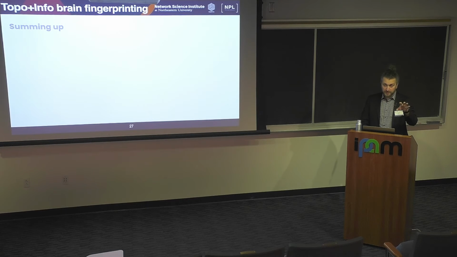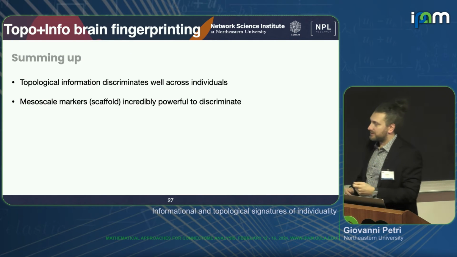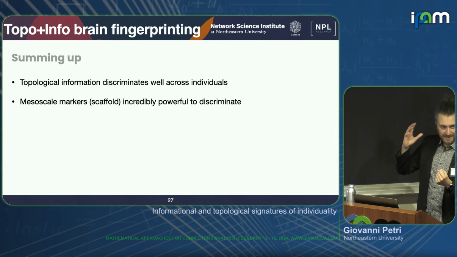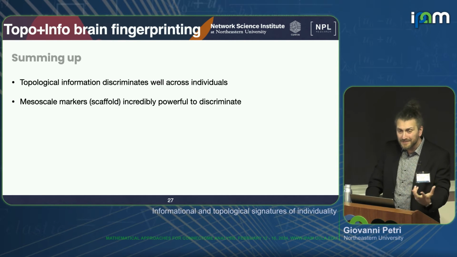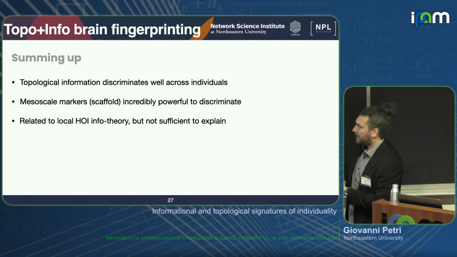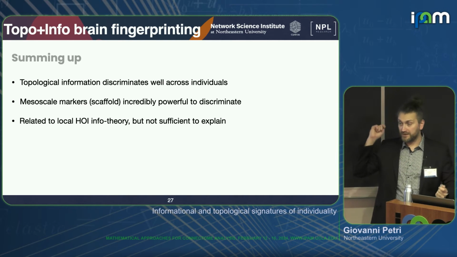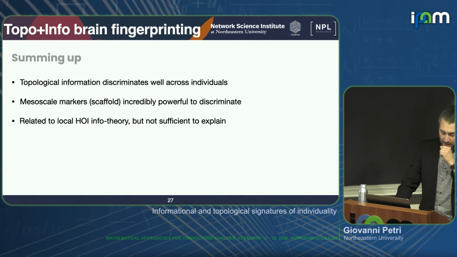So summing up this first part, and I'll take two questions, otherwise I'm never going to finish this. We have this very strong topological information that is able to discriminate among individuals. These mesoscale markers, in the sense that I described earlier, so the cycles and so on, are very powerful. They seem to be related somehow to the local higher-order information properties, but they don't seem to be sufficient. They don't give us, oh yeah, of course, the scaffold is getting all the synergistic edges. So we don't really know where that comes from.